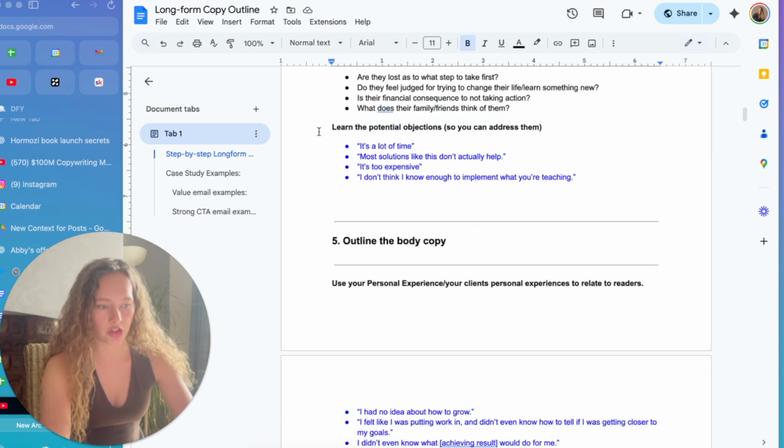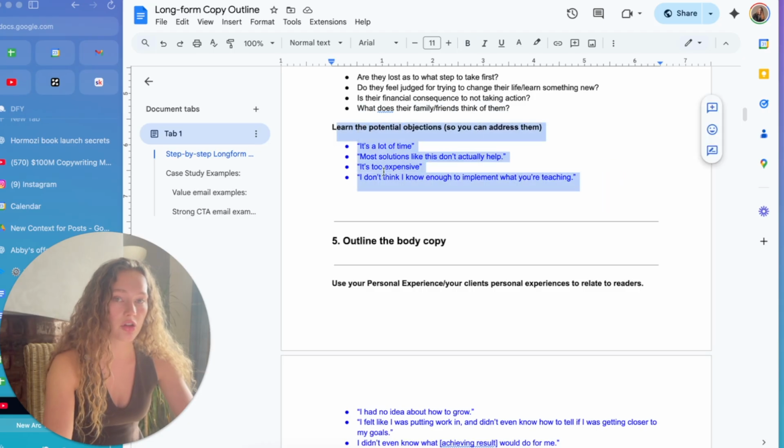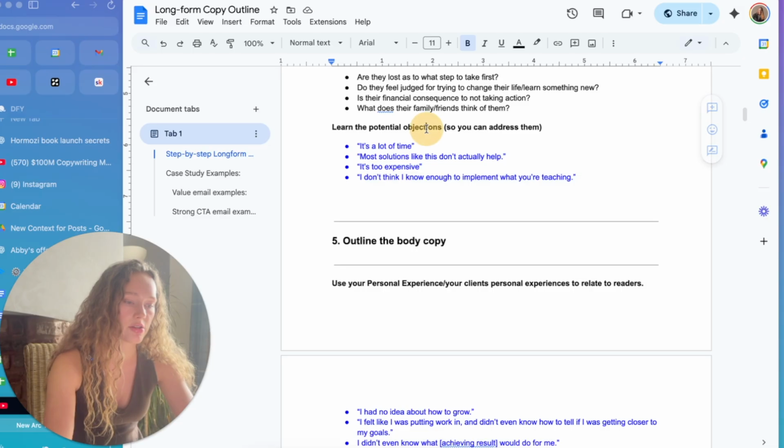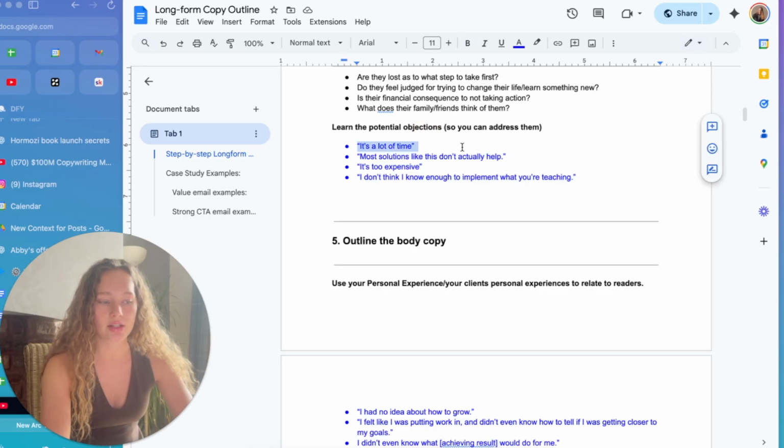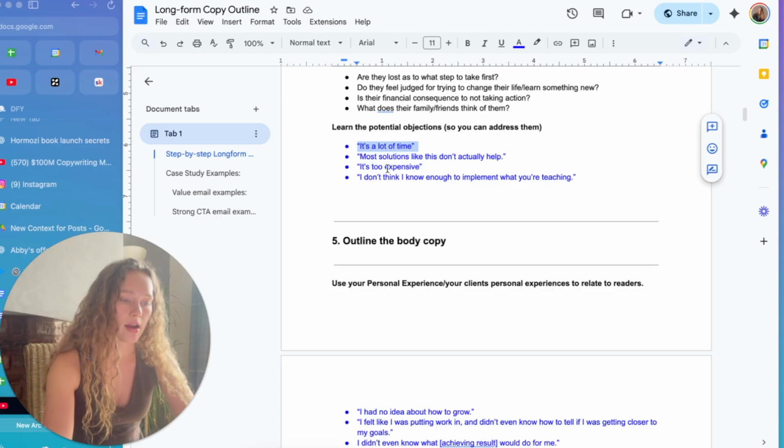Learn the potential objections, because these are also really good hooks. You can use these as subject lines or the first sentence to open up an email if you really are stuck on what angle to use. So they might have an objection like, oh, it takes a lot of time to lose weight, or it takes a lot of time to make money, or it takes a lot of time to learn copywriting. All right, that could be one.